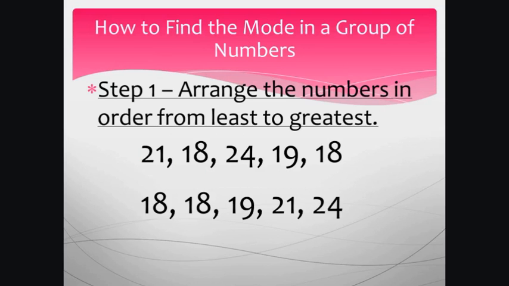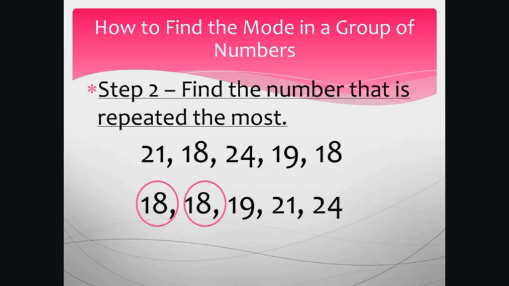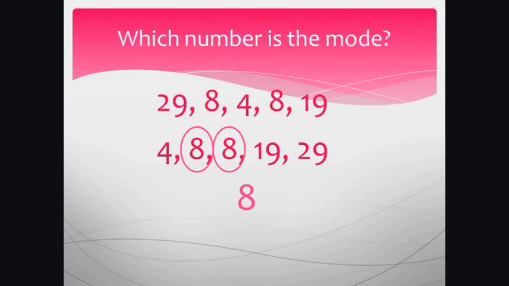So the first step that needs to be taken in order to find the mode of a group of numbers is to arrange them from least to greatest. So these values are rearranged so that they are from least to greatest. And the second step is to find the number that is repeated the most. In this case, it is 18. Now in this one, we reorganize these numbers from least to greatest, and we're able to identify that the value of 8 is the most frequently shown in this data set. So 8 would be the mode.